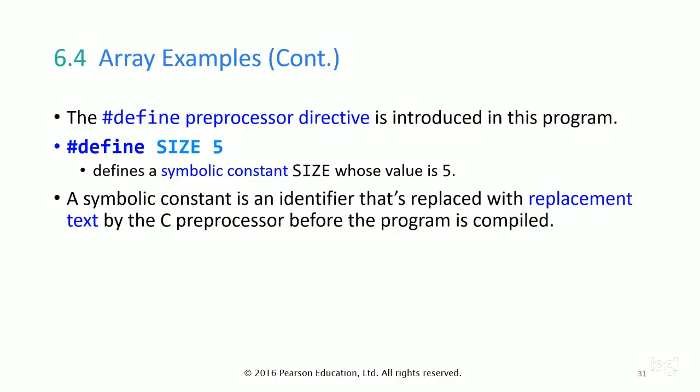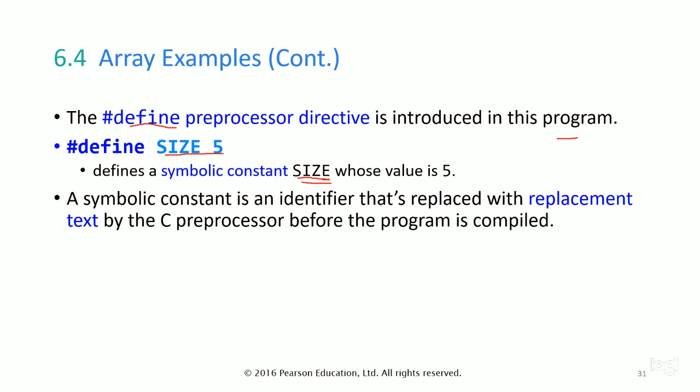Right, so what did we do? Well, we used the preprocessor directive #define. Sorry, this is here, and then we use that to define the size. Basically it is the symbolic constant SIZE whose value is 5, and what it does is it replaces everywhere it sees the symbol or name SIZE with the number 5.